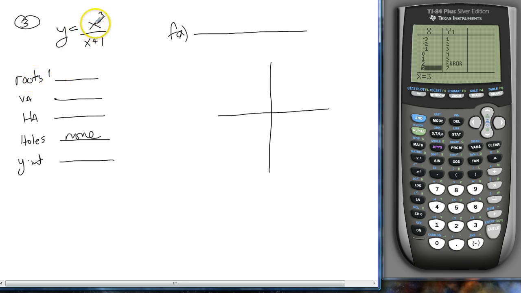Roots. Roots are from the numerator. Okay, so x cubed, which means the root would be a 0. So I can just call that a 0. Vertical asymptote comes from downstairs. So if it says x plus 1, the vertical would be x equals -1.